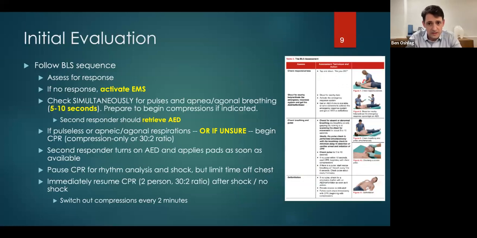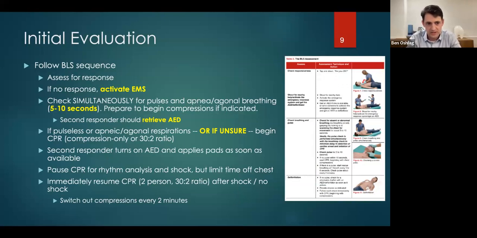And then you want to follow your BLS sequence that we all learned. So you assess for a response. "Hey, are you okay?" Tap on the shoulder, tap on the face, sternal rub, whatever you need to do. If you don't get a response, you want to activate EMS immediately. And then simultaneously, for about 5 or 10 seconds, check for pulses, check for breathing. It's not a long evaluation.